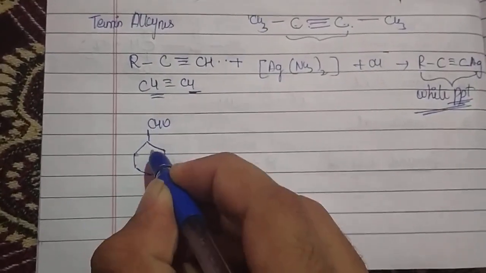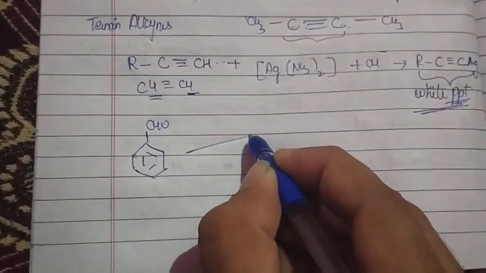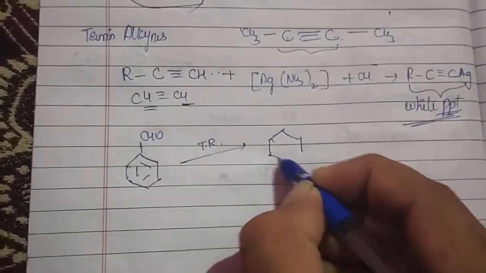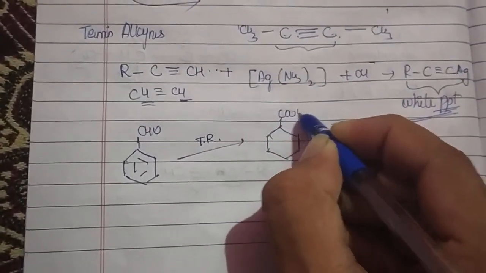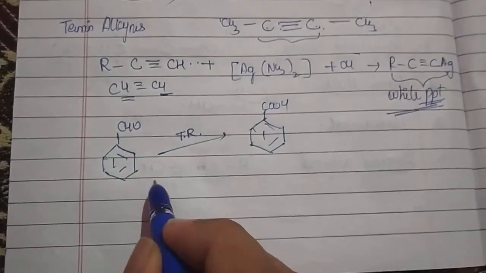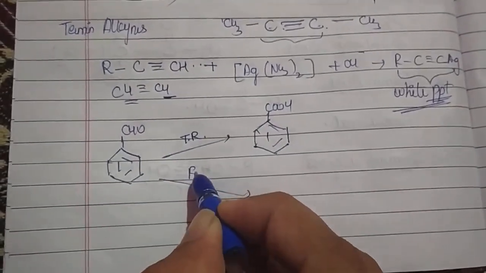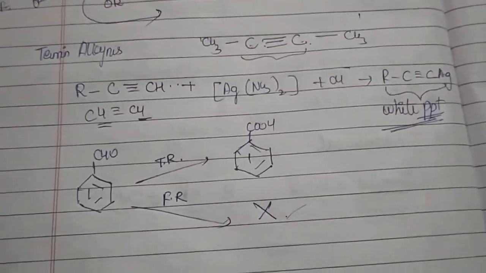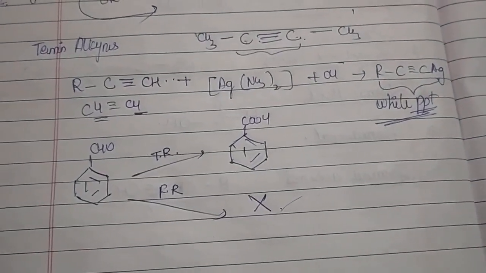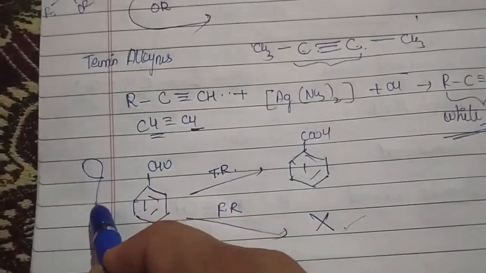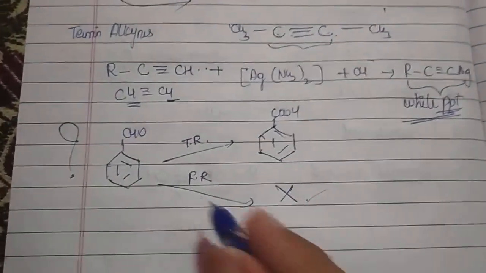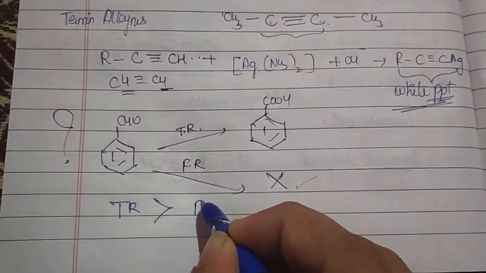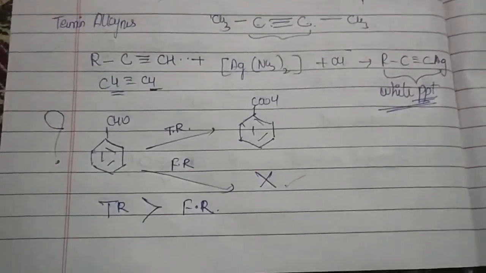Why sir, benzaldehyde? Remember, when this benzaldehyde is treated with Tollen's reagent, of course it will get oxidized to your benzoic acid, no problem. But when the same benzaldehyde is treated with Fehling's reagent, it will not give you any reaction. It will not give you any reaction.